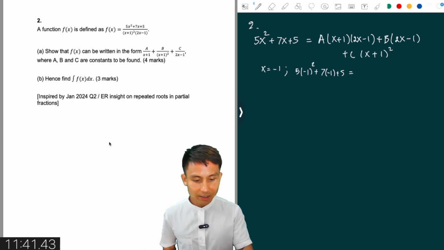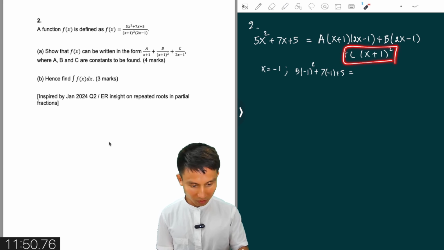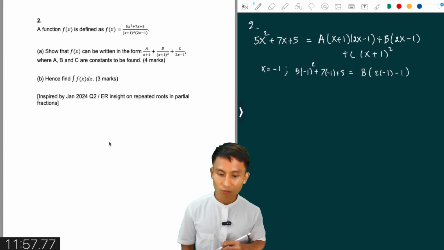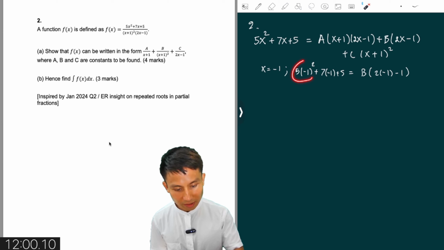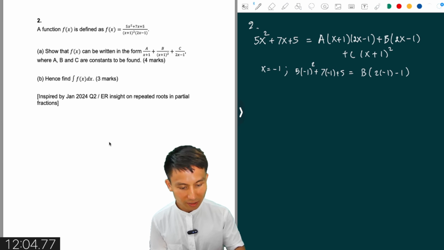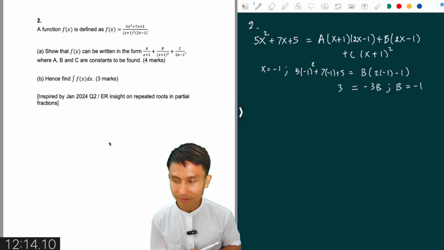But on the right side, any term with this bracket will go to 0. So that goes to 0, because when you sub minus 1 in there, it goes to 0. This one goes to 0. So we have the b term left, like that. And now we can solve for b. So this side right here is 5, minus 7 is minus 2, minus 2 plus 5 is 3. So this is 3 equals minus 2 minus 1 is minus 3, minus 3b. So b equals minus 1.